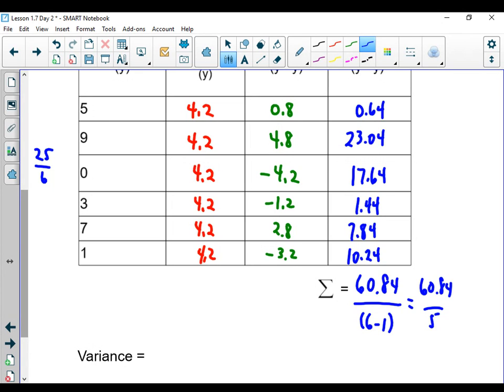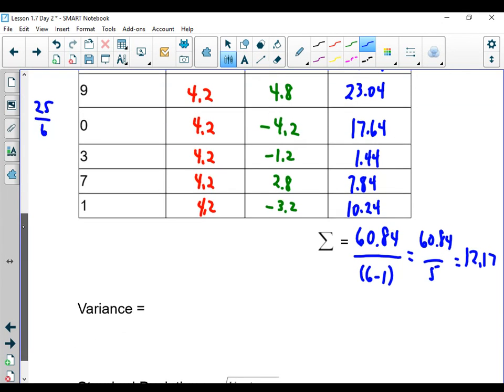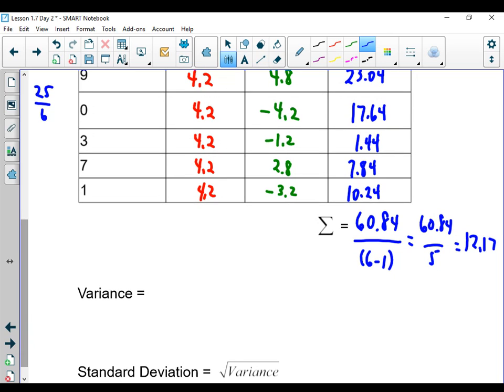It's 60.84, I'm going to divide that by 5. And we'll just do 2 decimal places, so 12.17. That 12.17 is referred to as the variance. I know there's a lot of terms here, but the 12.17, what we just got there, is considered the variance.